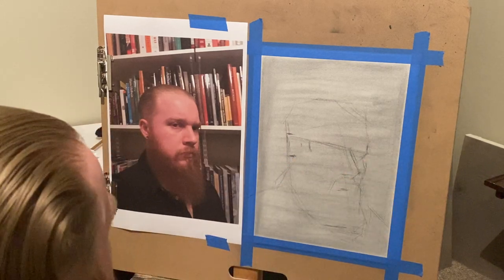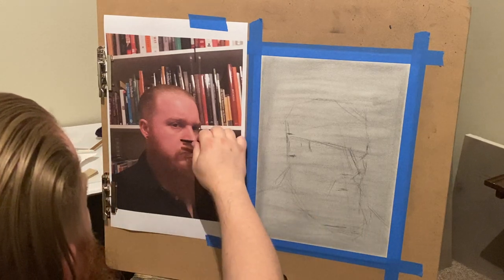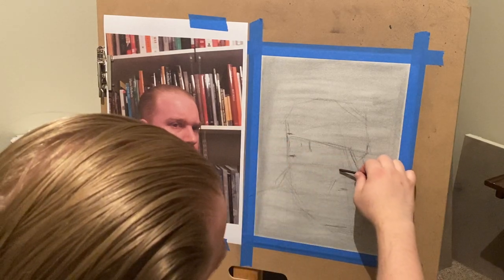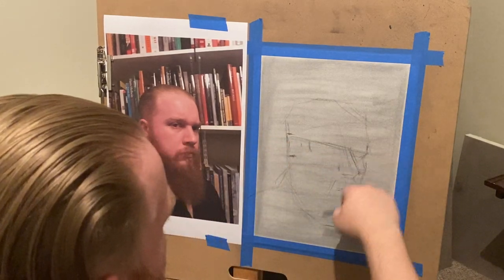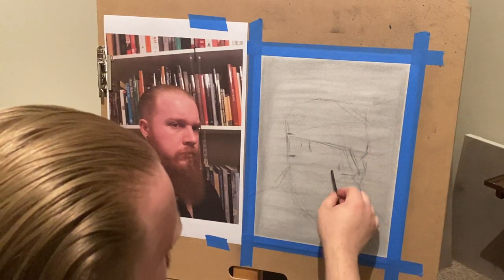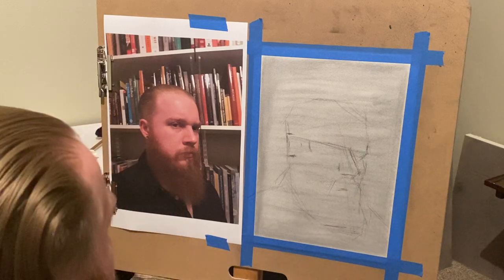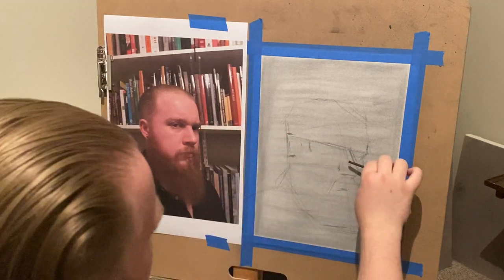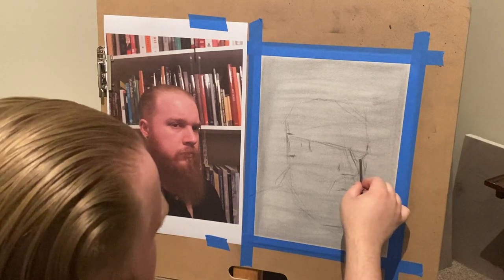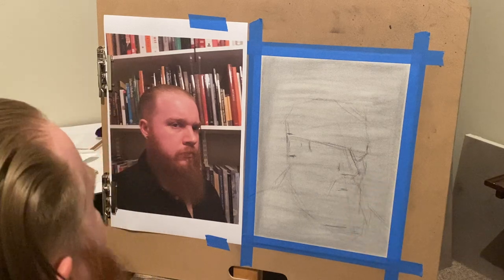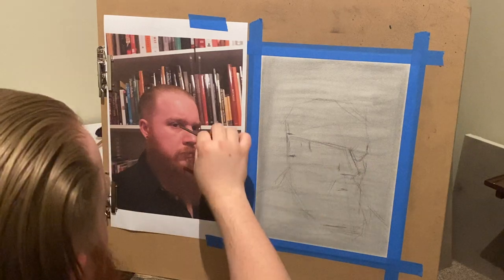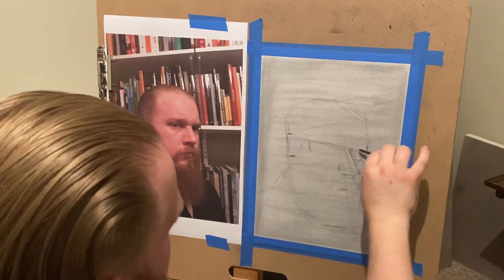And the bridge of my nose. And then you can make another measurement for about how wide my nose needs to be. So I know that my nose needs to fall within that basic shape there. And likewise, I know that the bottom edge of my eye needs to come basically to that crease that I made there.